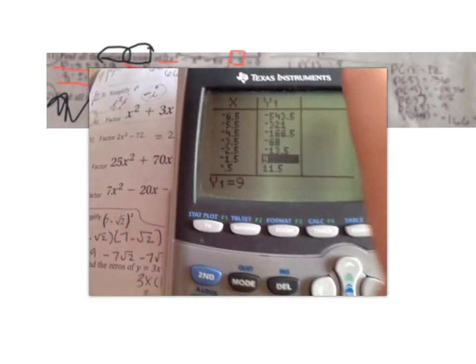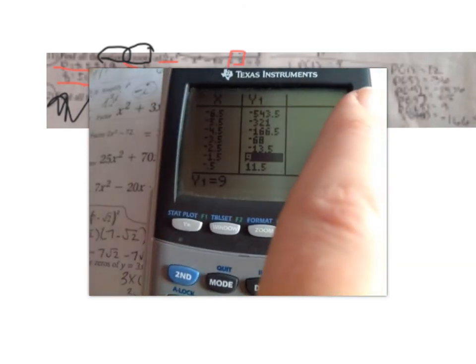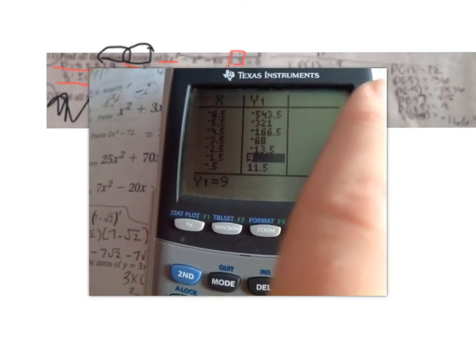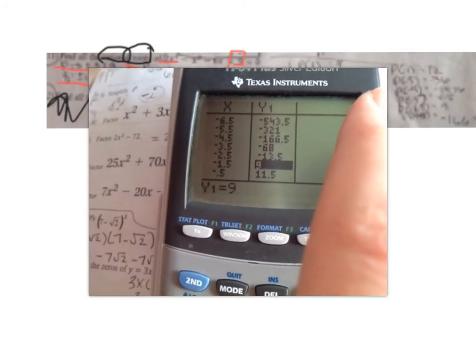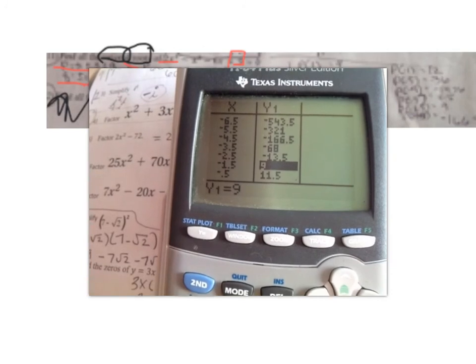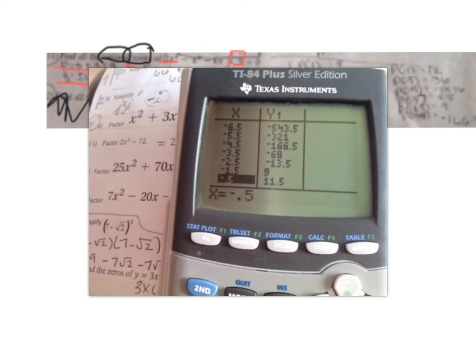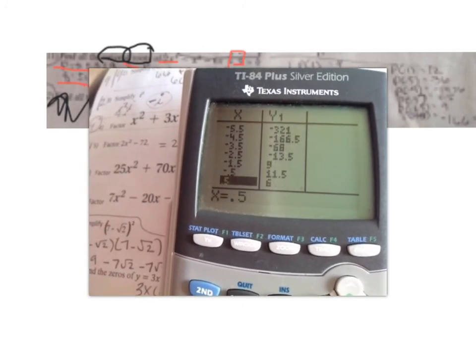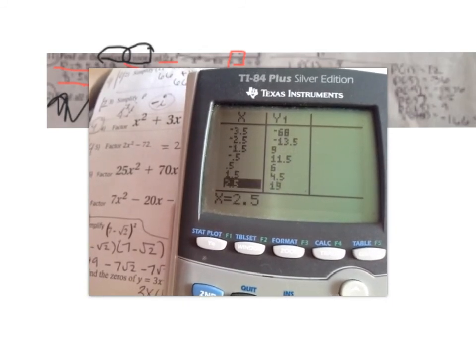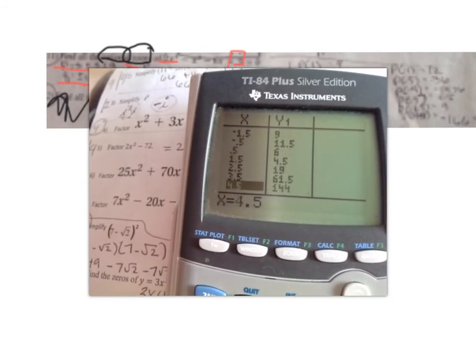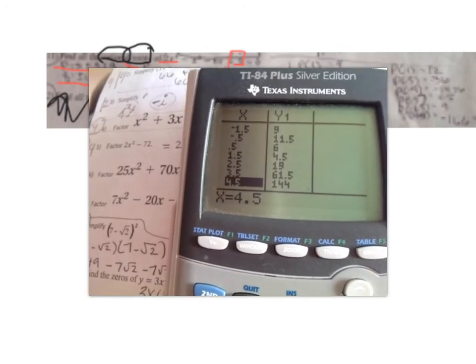And so if you look up over here on your screen, just off of the video of the calculator, you can see these values. So it's the 9 and the negative 0.5 is the 11.5. Positive 0.5 is a 6. 1.5 is a 4.5, and 4.5 is a 144.